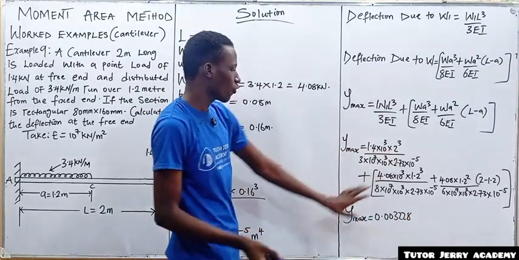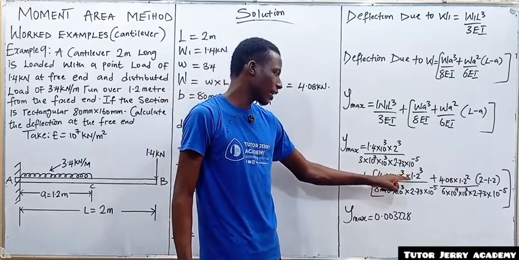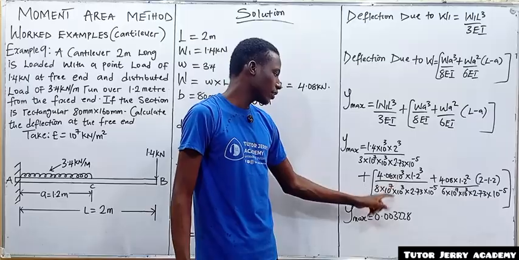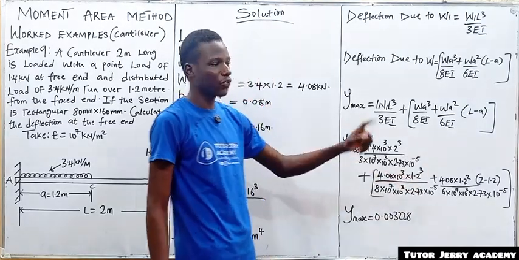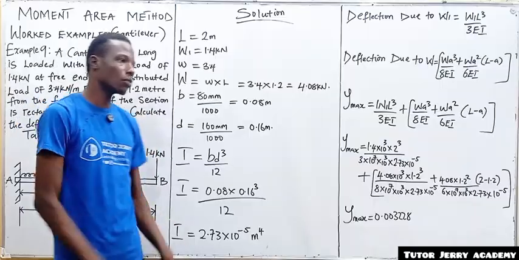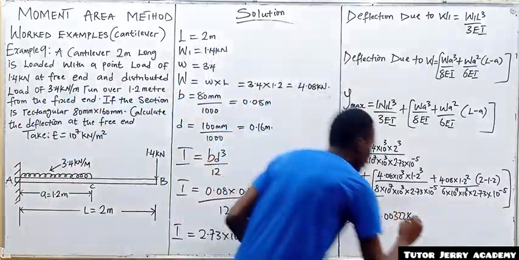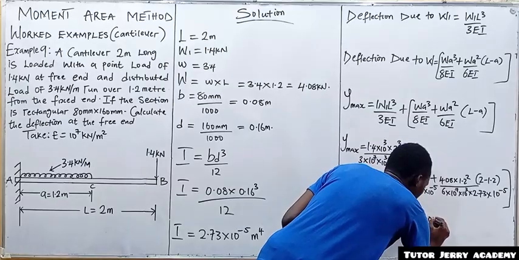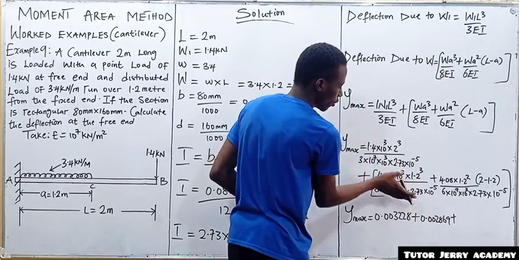All right, so for this term we have here 4.08 times 10 to the power of 3 times 1.2 to the power of 3 all over 8 times 10 to the power of 7 times 10 to the power of 3 times 2.73 times 10 to the power of minus 5. If you do this, you will have 0.002869. This is for what we have here.